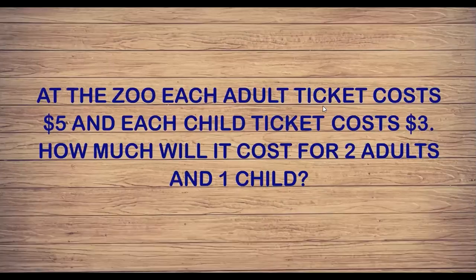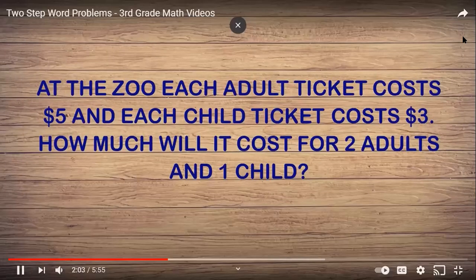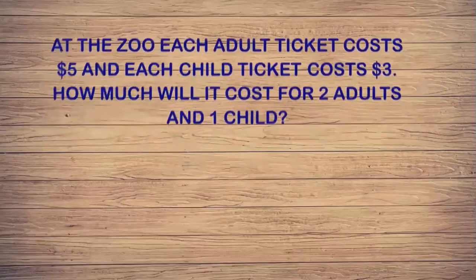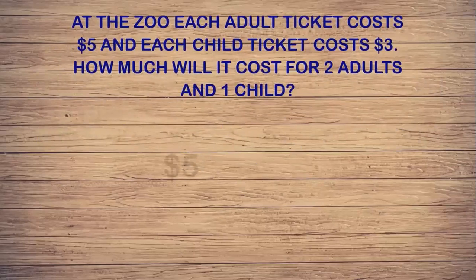The first step is to find out the cost of both the adult and child tickets individually. Let's start with the adults. Each adult ticket costs how much? $5. We know there are 2 adults. We have 5 times 2 equals the letter M.